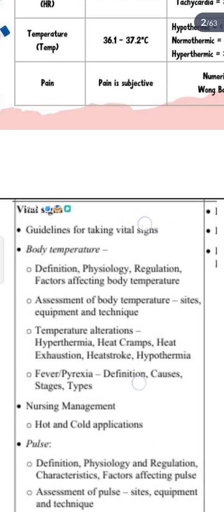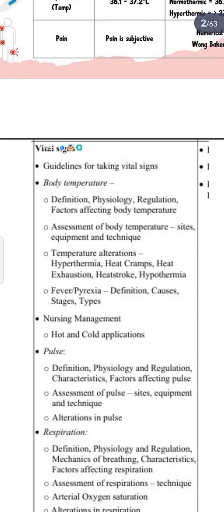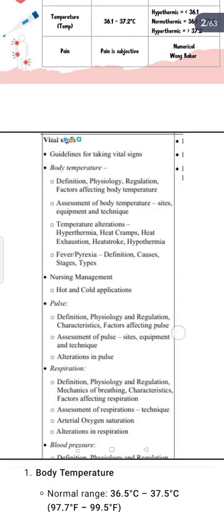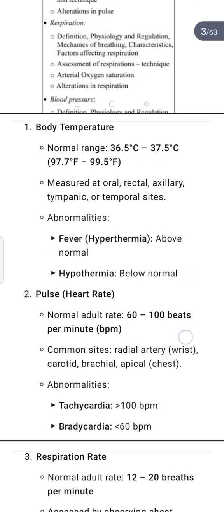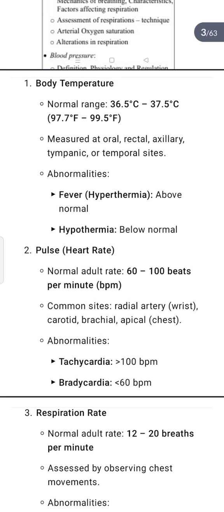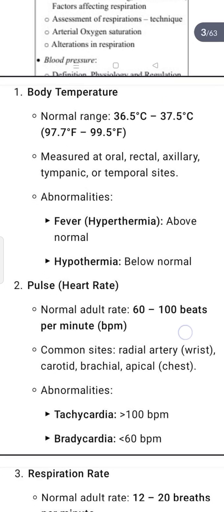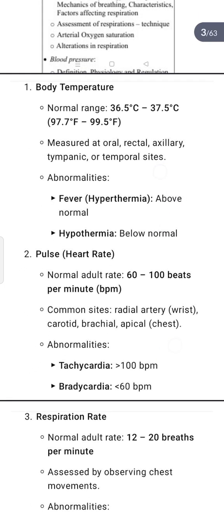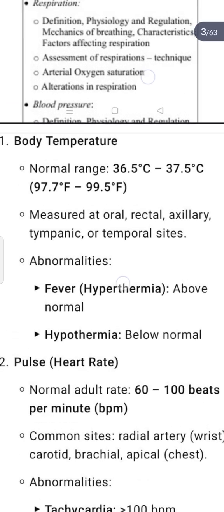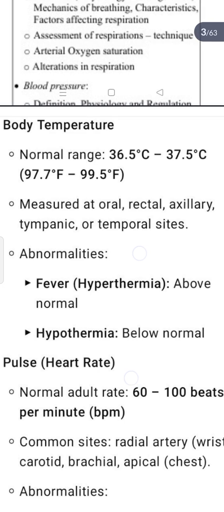So let's start with vital signs according to the syllabus. Guidelines for taking vital signs. So what are the guidelines for taking vital signs? These are also parts of vital signs. In notes you can write: body temperature. We all know where we can measure body temperature: from oral, rectal, axillary, tympanic, temporal sites, etc. In abnormality we have hyperthermia, above normal, and hypothermia, below normal range.